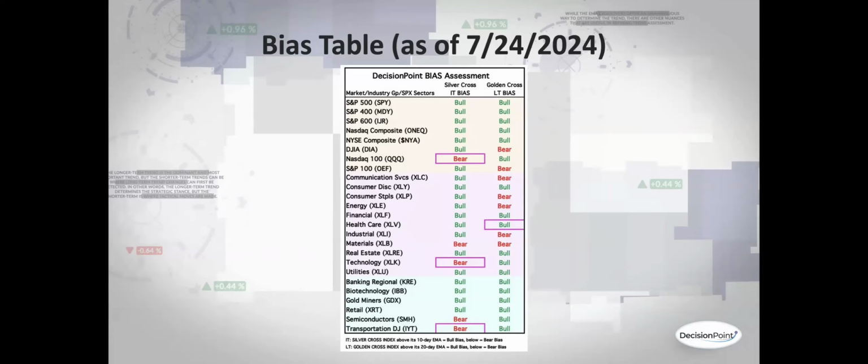So at this point, we're looking at a bullish bias in most of the indexes, and this tells me that the broad market is participating still. But as you saw, the Silver Cross is moving lower now on the S&P 500, and there's a high likelihood we're going to lose that bullish bias very soon.